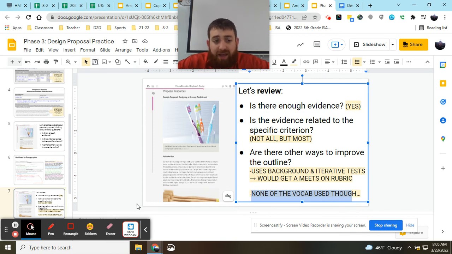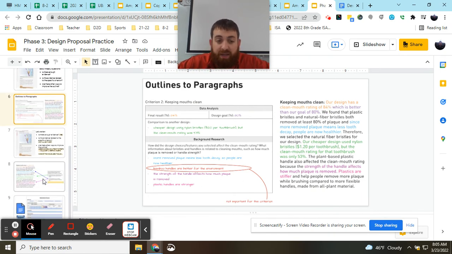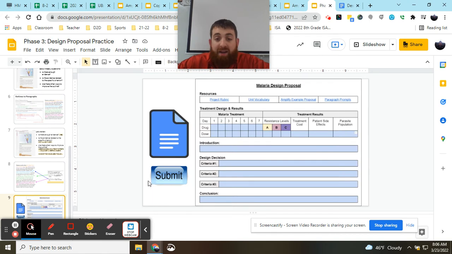So, ladies and gentlemen, that's how we use our outline to begin creating our paragraphs and helping us revise what we need. Your job is going to be to pull in all that information and write your paragraphs so it meets all the requirements on the rubric. To do that, you're going to be adding your malaria design proposal doc to your drive. That'll be on the next set of tasks.